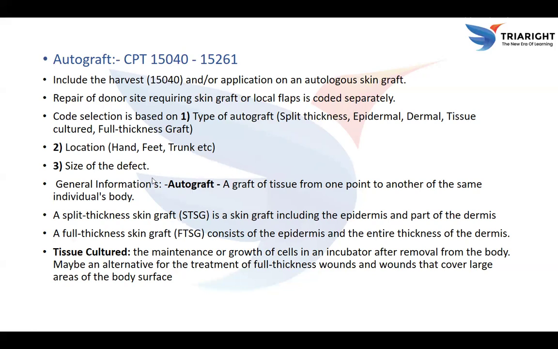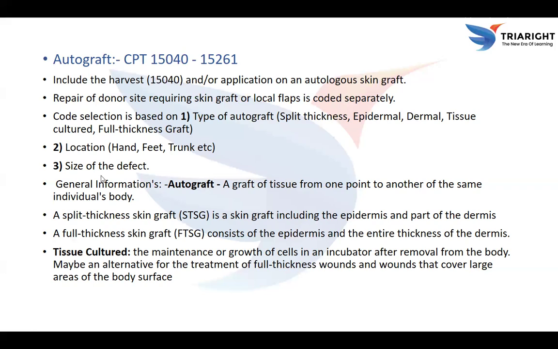So how to choose the correct autograft code? It depends upon three key factors. First, the type of autograft: split thickness, epidermal, dermal, full thickness, and tissue culture autograft. Second is location, whether it is the hand, foot, face, trunk or extremities. And third is the size of the defect, measured in square centimeters based upon the recipient site but not the donor site.